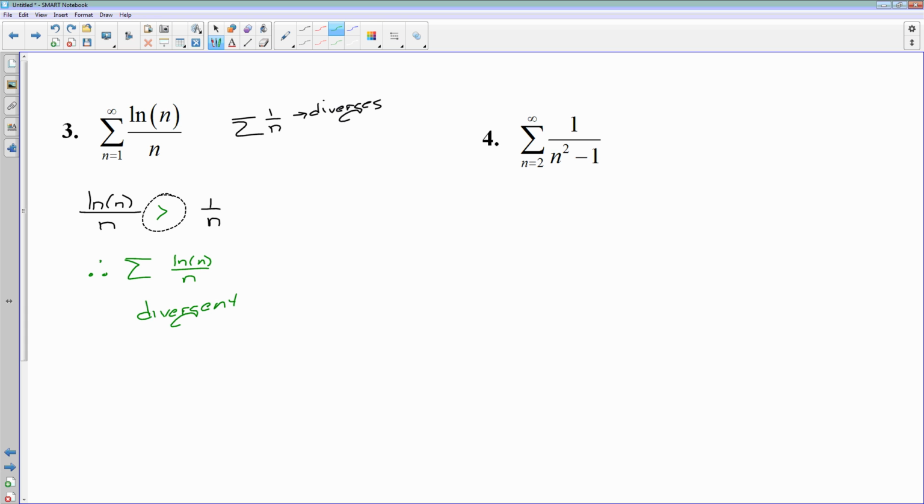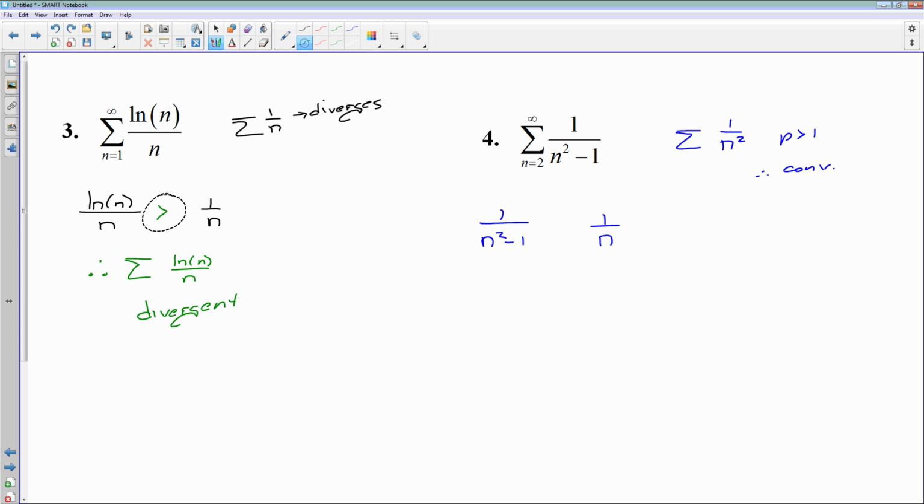Then I have one more over here. I have 1 over n squared minus 1. Again, I kind of ignore the minus 1 part, and I'm going to compare to just 1 over n squared. And I like 1 over n squared because that is a p series with p greater than 1. Therefore, that converges.